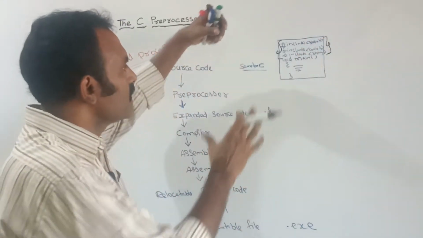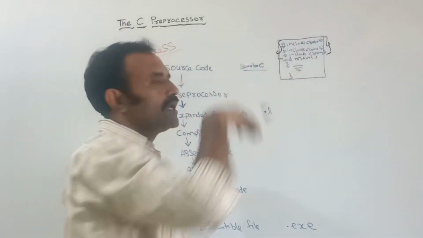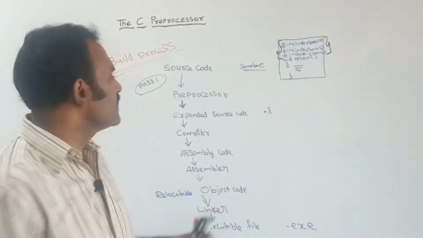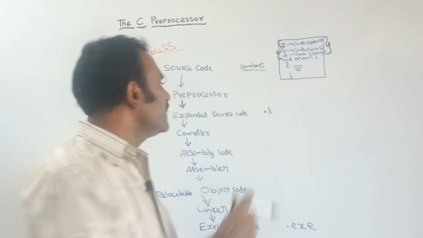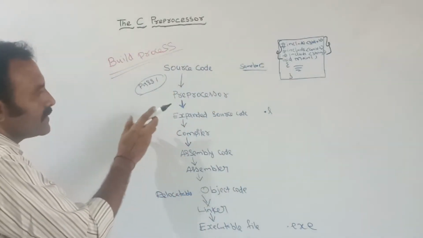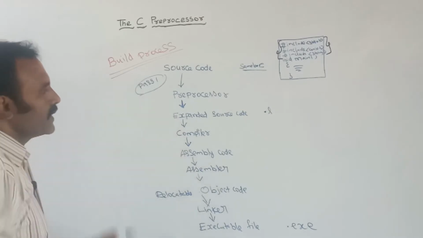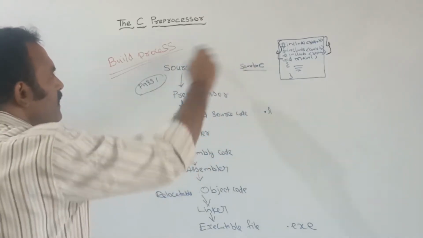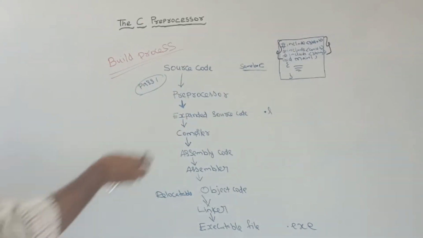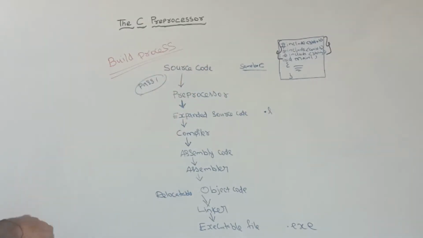Depending upon that, it will include the library files into our source code, and it gives the expanded source code with the extension .i. After that, this expanded source code is passed to the compiler. This is the main thing. Now we are going to see about the preprocessor. Let us see the preprocessor directives.